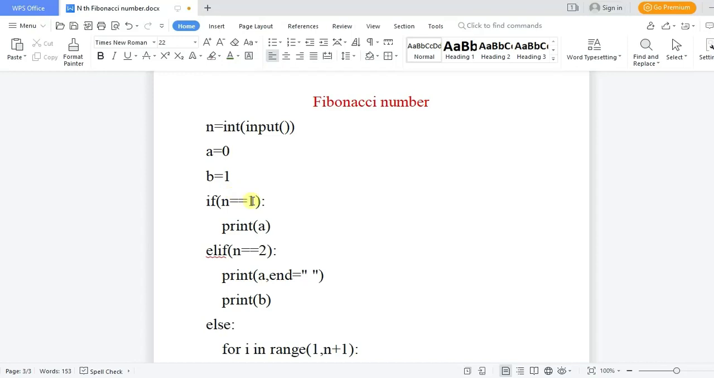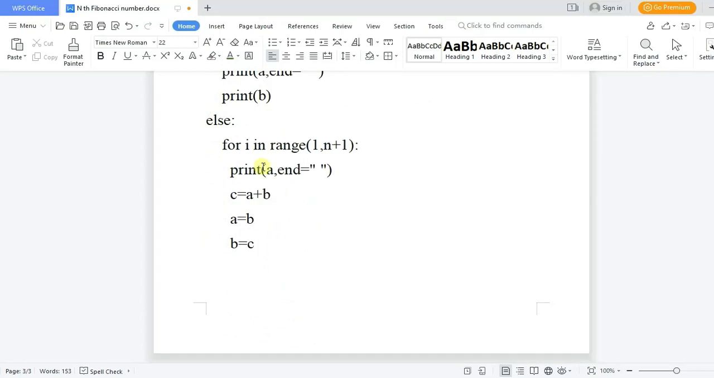If n is equal to 1, we will print A. If n is equal to 2, we will print A and B, and if it is not the case, we will print like this. That means we will print A here. Okay, please remember this point in mind. The difference between nth Fibonacci and normal Fibonacci is this only. There the C is printed, here A will be printed. Okay, please remember this point in mind.